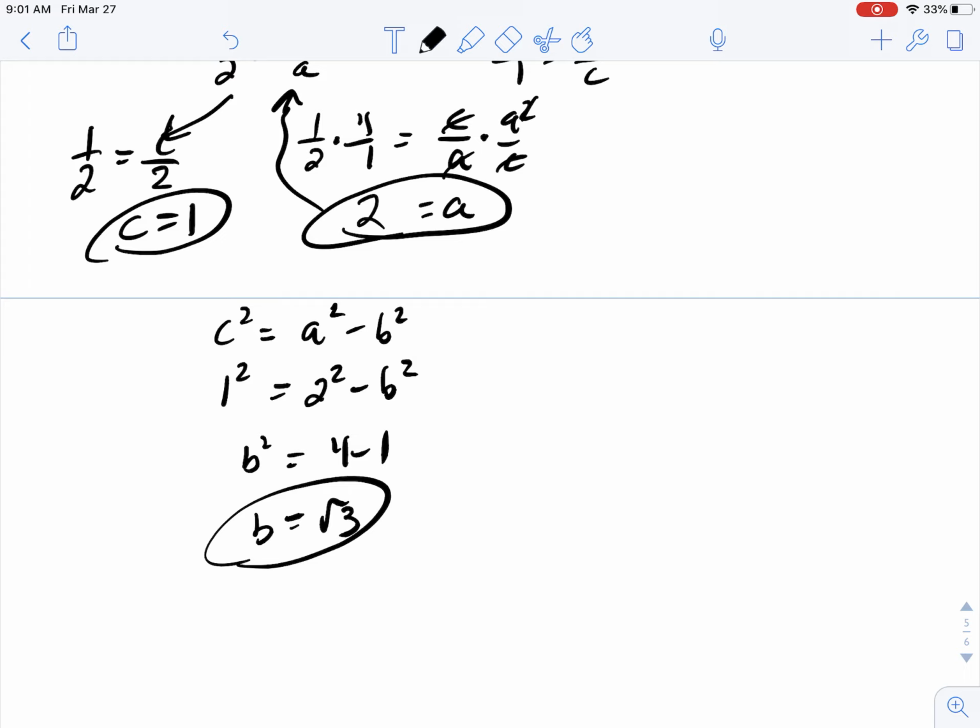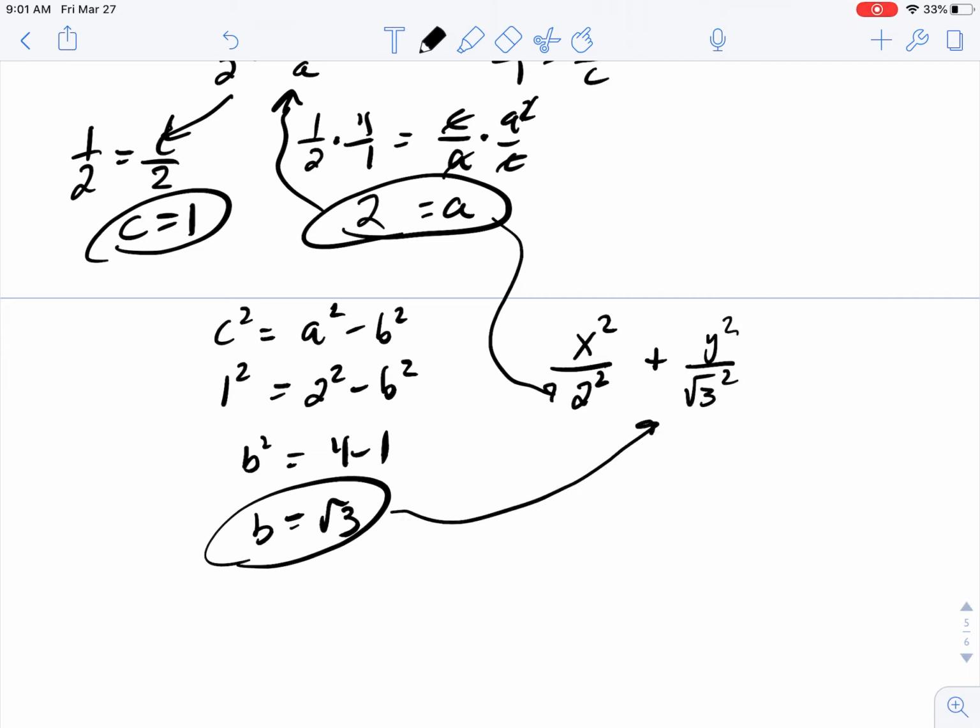Therefore, the equation of my ellipse would be x squared over 2 squared, plus y squared over my b squared, so root 3 squared, equals 1. Okay, and there we have it.